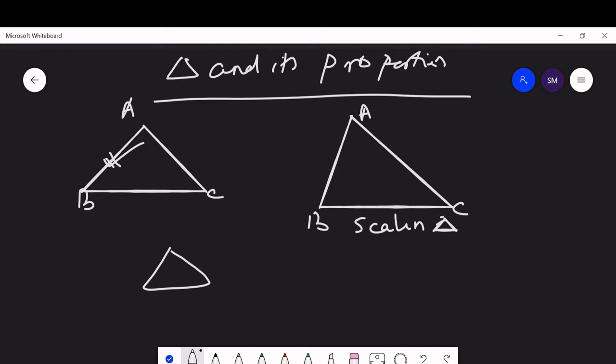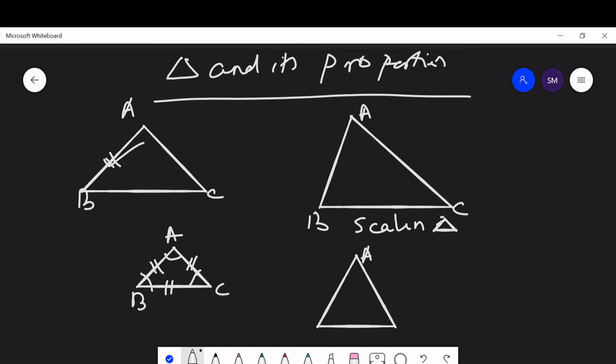This is a triangle whose all three sides have equal measure. This means AB is equal to AC is equal to BC. This is called an equilateral triangle. The property of an equilateral triangle is that all three angles have equal measures. This means the measure of angle A is equal to the measure of angle B is equal to the measure of angle C.